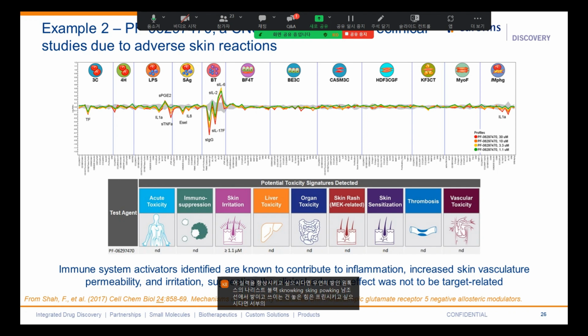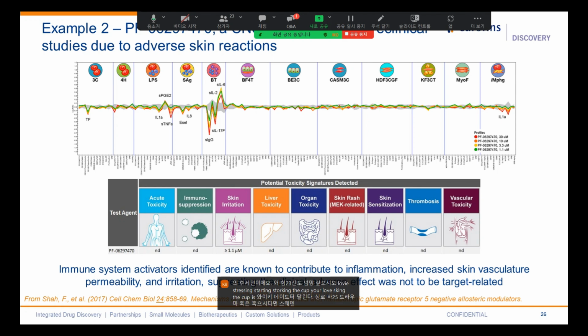So what we've seen here, we're making the assumption that the monkey response is going to be very similar to a human response. What this suggests then is if this drug were to have been evaluated in humans, it would also cause severe skin irritation, and it's likely due to that induction of IL-2, IL-6, and prostaglandin E2.